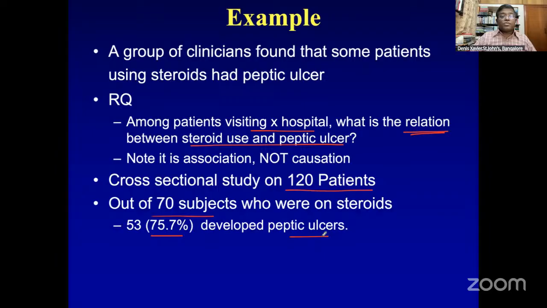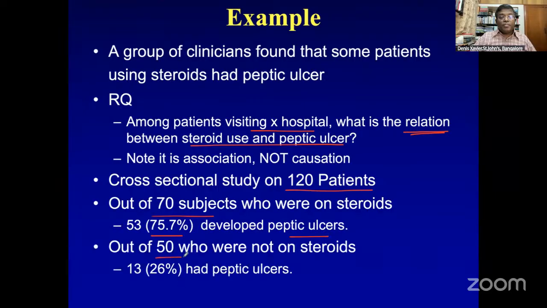Now, life is not so simple. Look at the next scenario. Out of 50 patients who were not taking steroids, 26% had peptic ulcers anyway. So this is the 70 plus 50 patients. Okay, so we totally have 53 plus 13 patients, that is 66 patients out of 120 patients who totally had peptic ulcers.